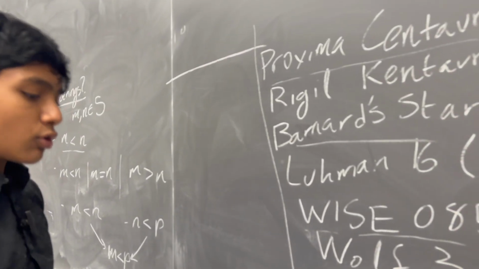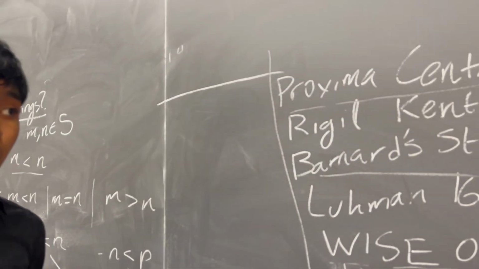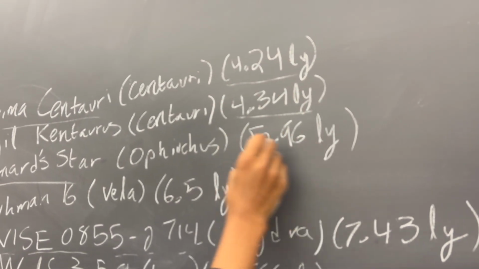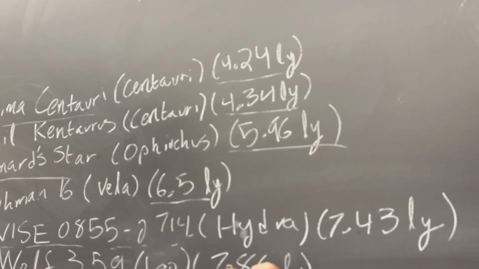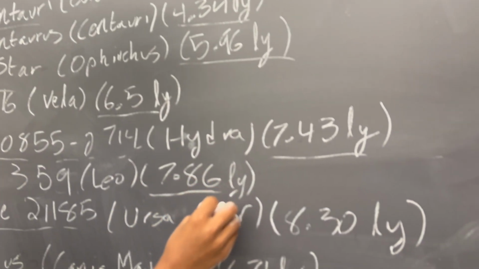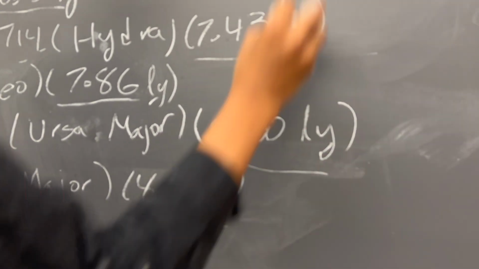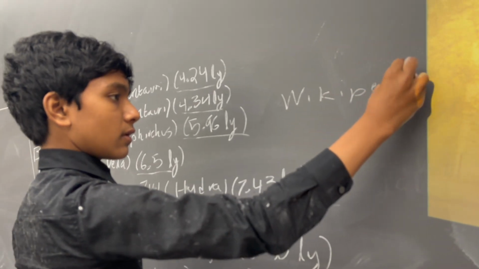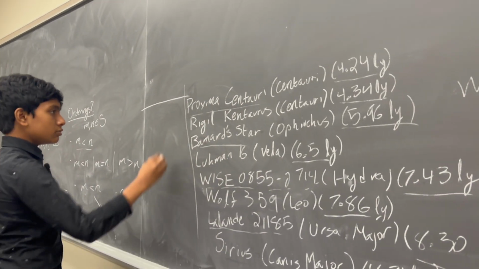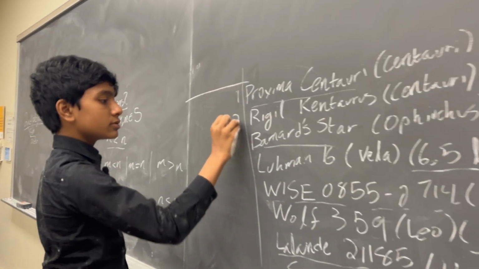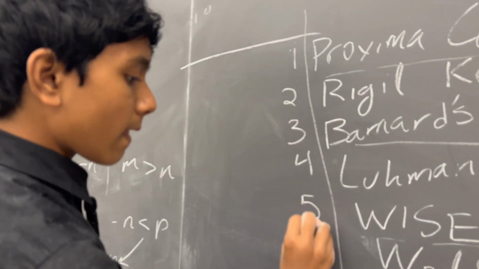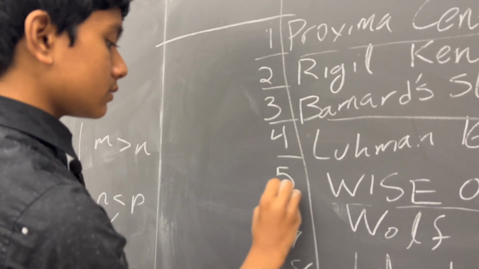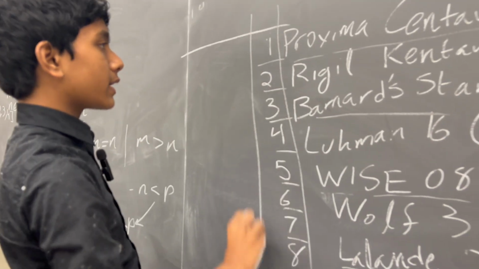So first is the vanilla ordering that I use just to write them from top to bottom. Well, how close are they to Earth? 4.24, 4.34, 5.96, 6.50, 7.43, 7.86, 8.30, 8.71. By the way, information source from Wikipedia. So that's one ordering we can use, ordering based on distance.